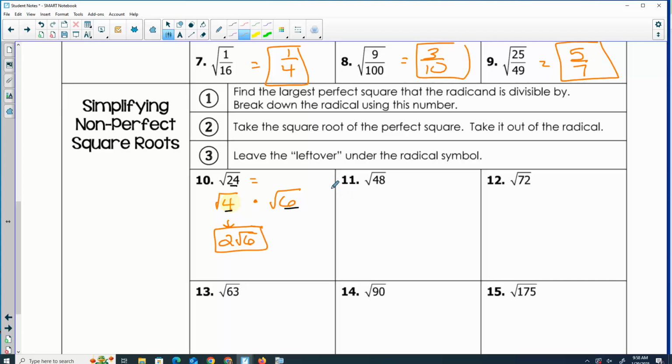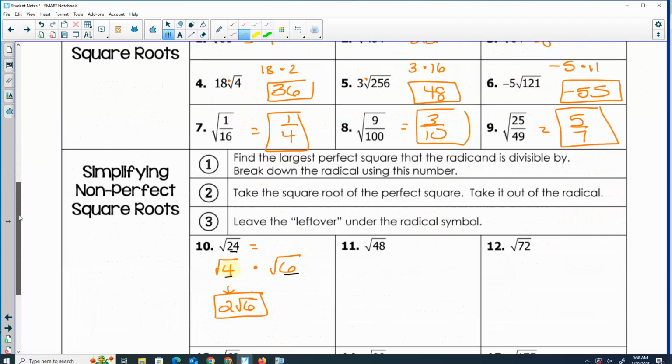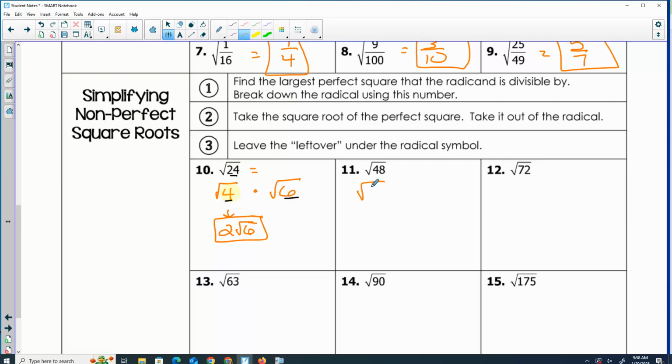All right. So 48. I need a perfect square that can divide 48. Some of you might recognize that faster than others. If you don't know it, go back to our perfect squares, okay? It has to be something smaller than 48. Can you do 48 divided by 36? No. 25? 16? Yes. 48 divided by 16 is what? 3. So I'm going to break this into a square root of 16 times the square root of 3.